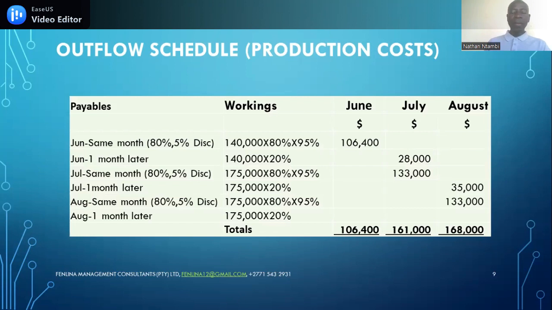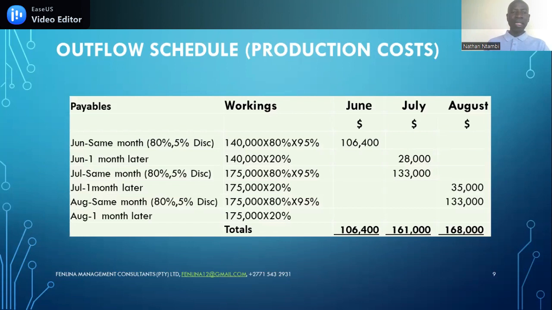Then July, we are going to buy 175. We are going to spend 175 times 80% times 95% for July, which is 133,000. Then the one which is payable a month later is going to be 20% with no discount, and is 175,000 times 20%, giving us 35,000.